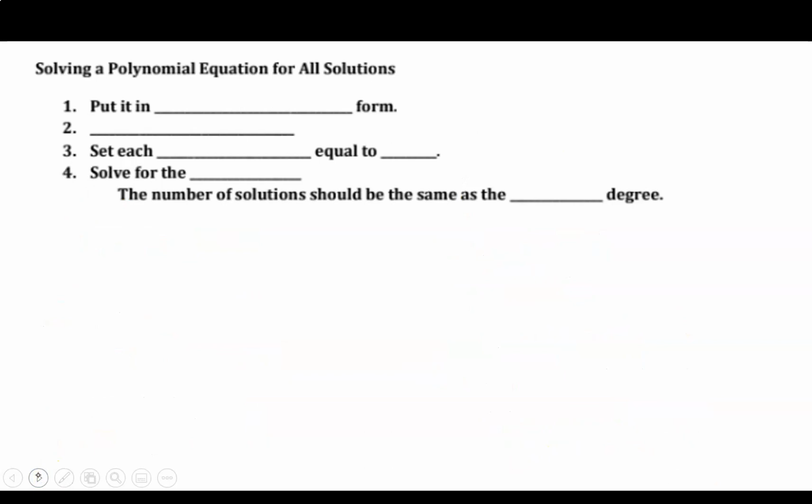So when we're solving a polynomial equation, what we're going to do is first put it into standard form. That's where we have our highest exponent written all the way down to the lowest exponent. Then we're going to factor, and we have a variety of techniques for that. You're going to set each factor equal to 0 and solve for the variables. And the number of solutions should be the same as the highest degree.